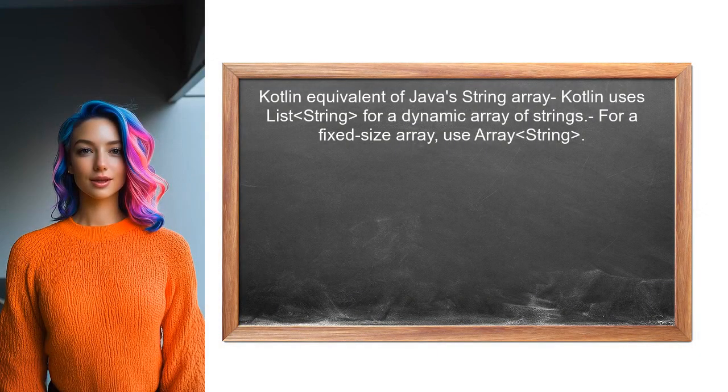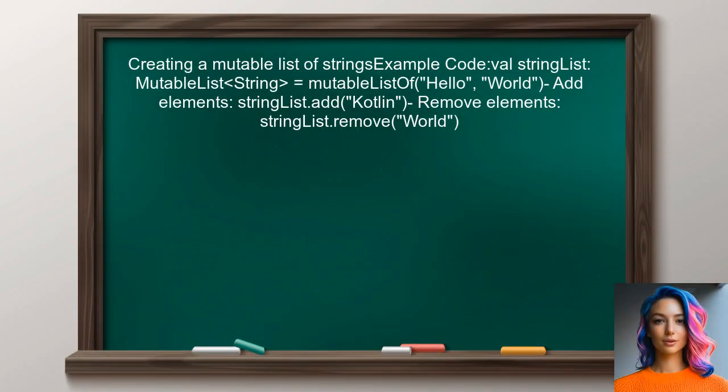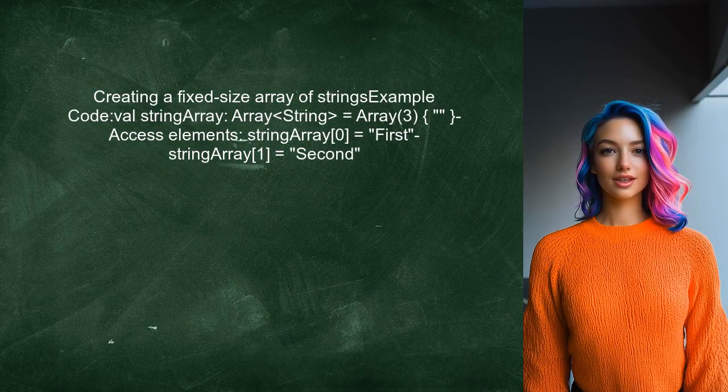To find the Kotlin equivalent of Java's string array, the user should know that Kotlin uses a different approach for handling arrays of strings. First, if the user wants a list of strings, they can create it using the listOf function. This allows for adding or removing elements. If the user needs a fixed size array, they can use the Array class. This is similar to Java's string array, but requires specifying the size.